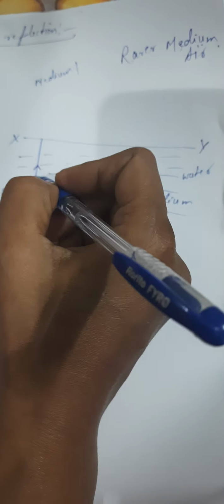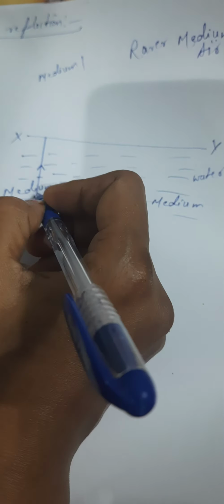First of all, we take this course of ray. This ray is incident on the interface, which is separating the two media, the denser medium and the rarer medium. The interface is XY. A ray of light from this object O is incident on this interface, and the first ray goes straight into the second medium and remains unrefracted.